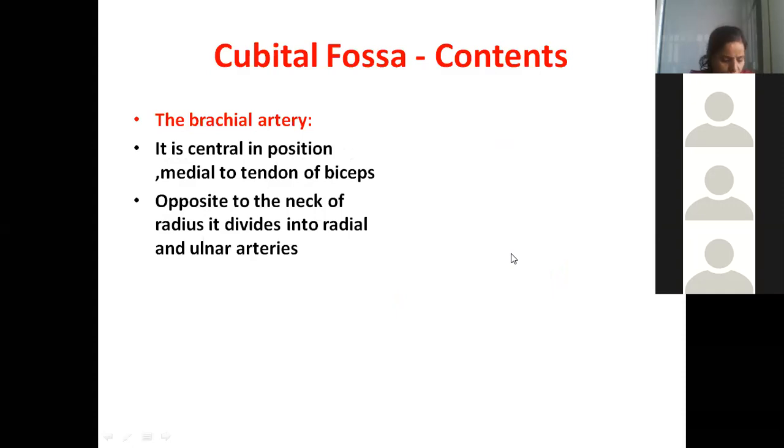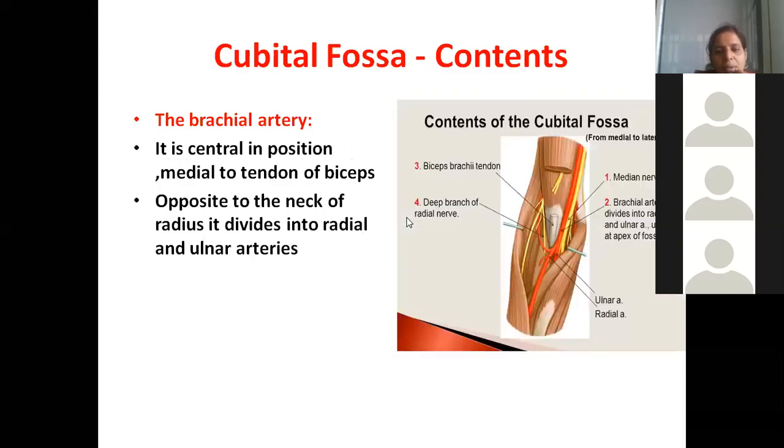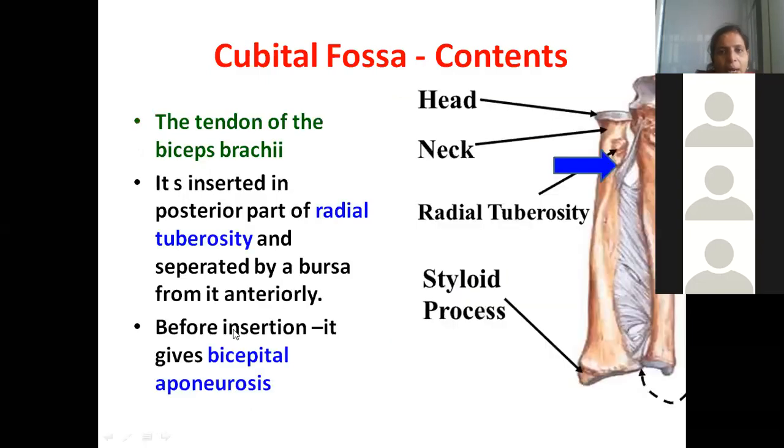Then what is the second content? We have MBBS, right? So the second content is the brachial artery. The brachial artery is central in position, medial to the tendon of biceps. Obviously, this is the tendon of biceps, and medial to this we have this artery, the brachial artery. It actually corresponds to the neck of the radius, isn't it? You remember the osteology part: the head is round, below which we have the neck, then the radial tuberosity. The brachial artery will be dividing into radial and ulnar arteries.